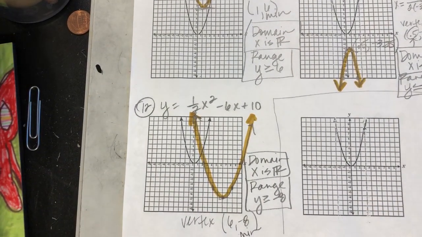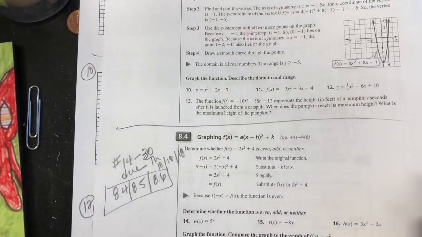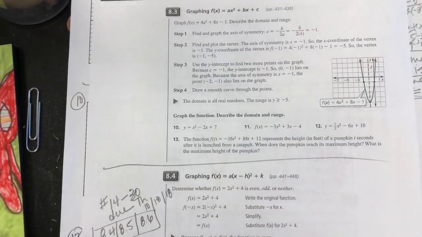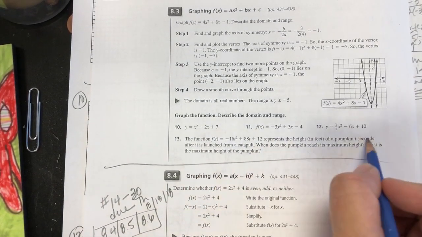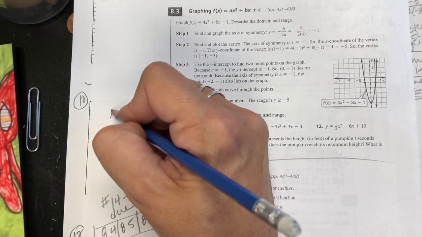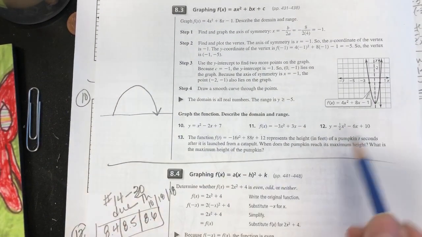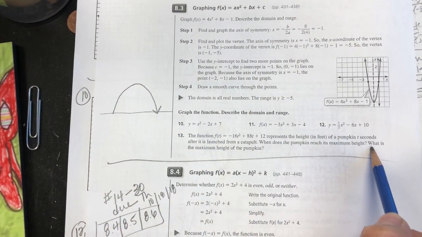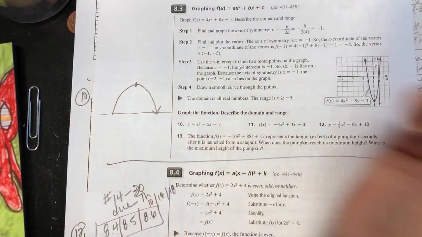Now, last but not least, we find in number 13 that we've got a word problem. There's nothing about graphing. And actually, this is a good one because I've already gone to my calculator and realized I can't get much information out of it. We've got a pumpkin that's launched from a catapult. Sounds kind of fun. I think it's going to be going on in the science department here soon. When does the pumpkin reach its maximum height? What is the maximum height of the parabola? So this is all about what is the vertex.